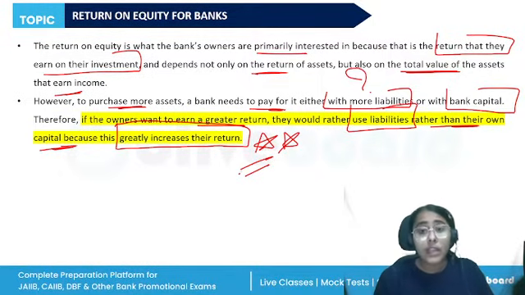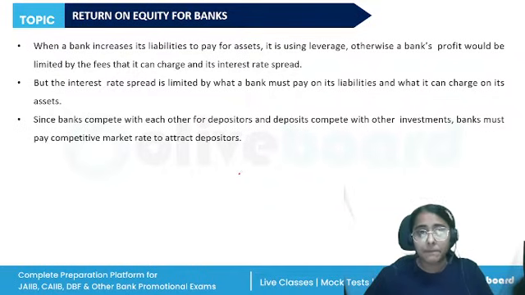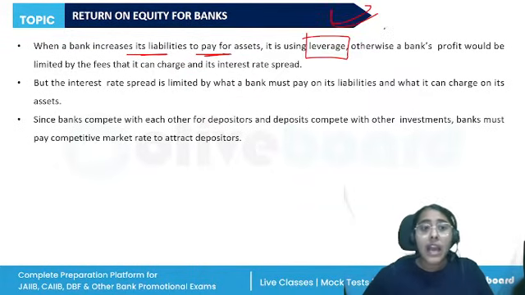So you should know that banks need to pay for assets using their liabilities because it will increase their return, right? So when a bank increases its liabilities to pay for the assets, it is using leverage. It is leveraging. Otherwise, it would limit their earnings only to the fees that they can charge and the interest rate spread.